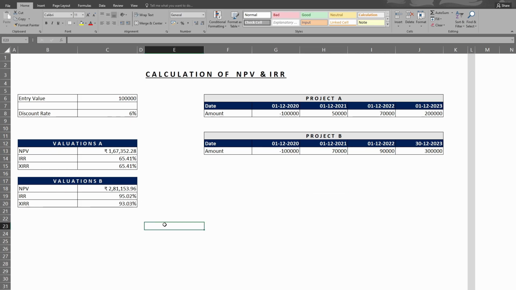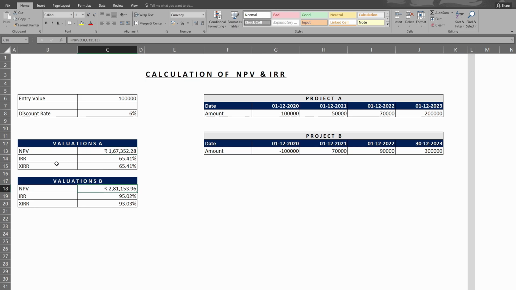Now let's compare project A and project B, to see which project is most profitable. If I have an initial 1 lakh rupees, where should I invest, whether I should invest in project A or I should go for project B. As you can see, the NPV of project A is 1,67,000, but the NPV of project B is 2,81,000 something.